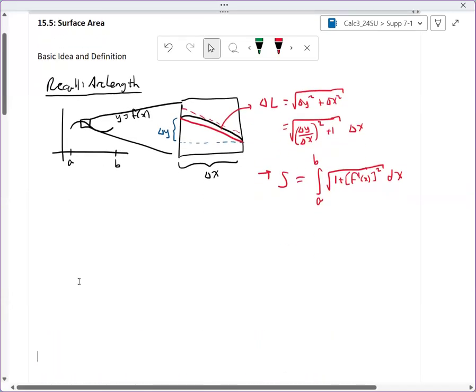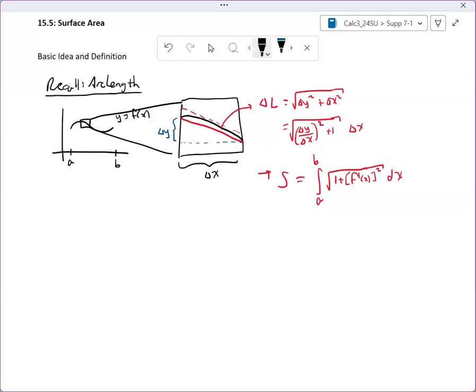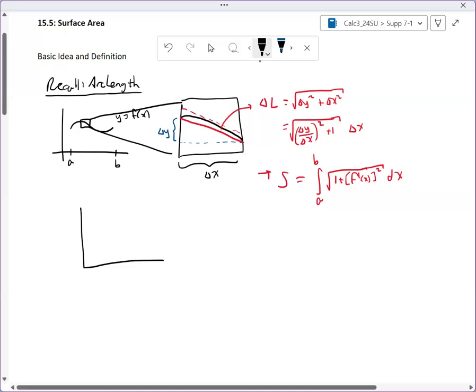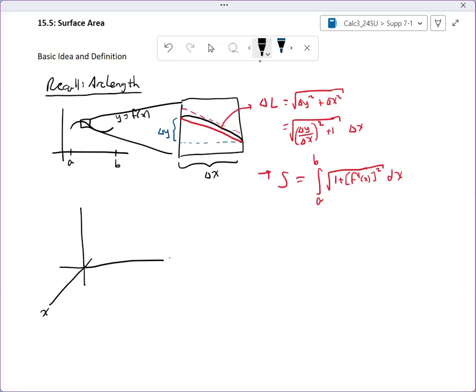Okay, so if we want to talk about surface area, we are bumping up one dimension. Suppose we have a surface, maybe it'll be like a paraboloid in the first octant. We have some surface that we are interested in, and we want to find its surface area.